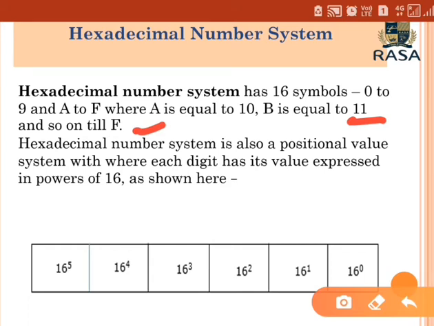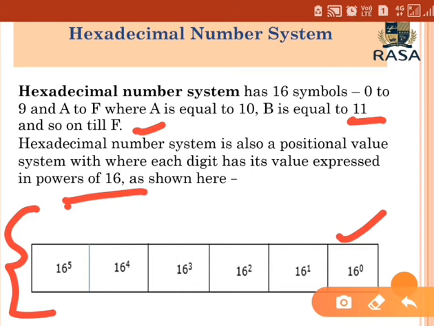Hexadecimal number system is also a positional value system where each digit has its value expressed in power of 16. अब यहाँ पे पावर क्या है? 16. बाइनरी में पावर 2 थी, डेसिमल में पावर 10 थी, ऑक्टल में पावर 8 थी एंड हेक्साडेसिमल में पावर 16 थी. So this is the representation of hexadecimal number system. We put into the table 16 to the power 0, 16 to the power 1, 2, 3, 4, 5 and so on.